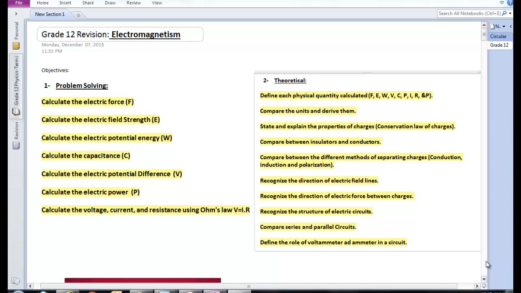And today we are going to continue our revision related to Grade 12 Electromagnetism. In our previous revision, we covered most of the theoretical part, which is related to defining most of the physical quantities that we have calculated. We compared between units and we derived some of them.